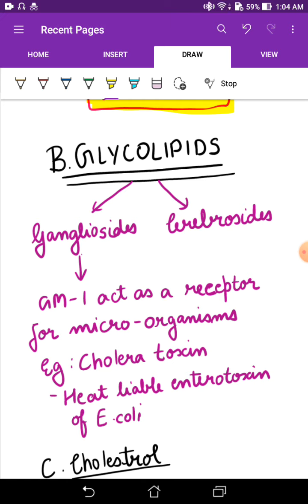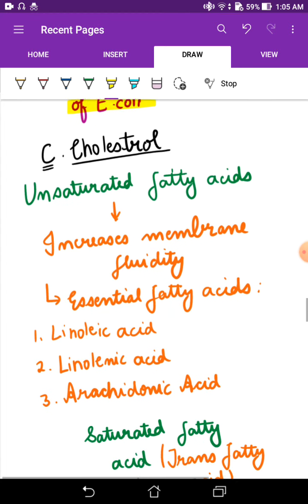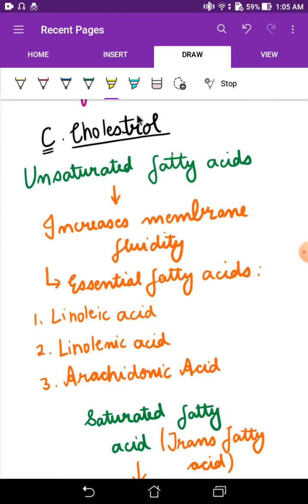Now GM1 ganglioside acts as a receptor for microorganisms, for example the cholera toxin, and they act accordingly. So we have as examples cholera toxin and the heat labile enterotoxin of E. coli. These both. The third one we have is cholesterol.